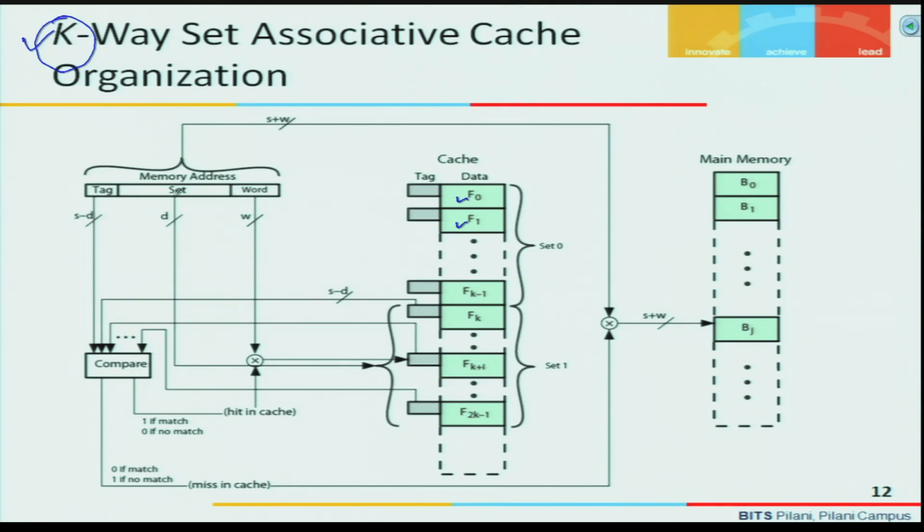Now the mapping will be from block to set. Whatever address is generated, logically it will be divided into word, set and tag, and from the set bits, the mapping of block to this set is there. So it will directly go to that particular set.